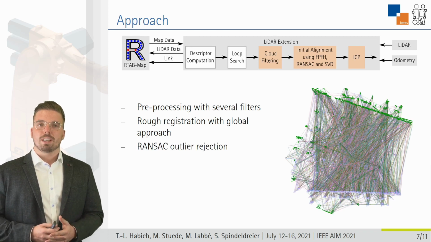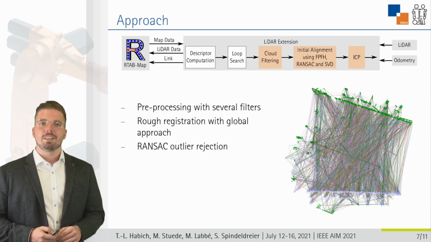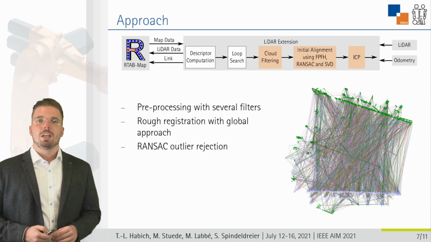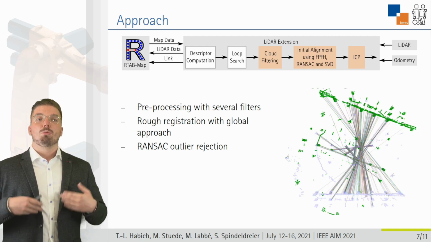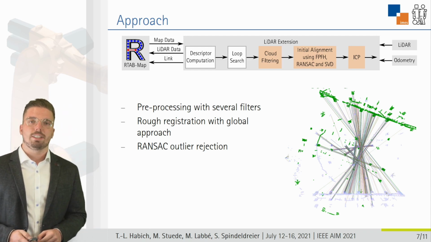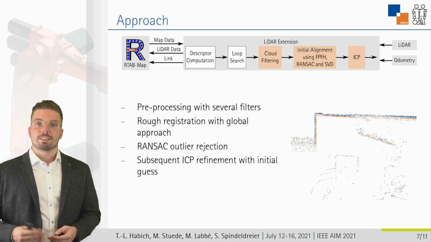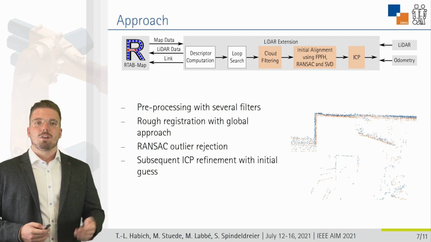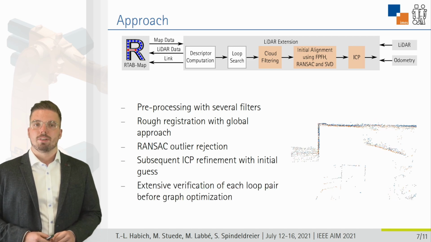Because of a partial overlap, not every key point has a match, and a large number of incorrect correspondences would be possible. These outliers negatively influence the registration, and therefore we use an outlier rejection scheme based on RANSAC. With the filtered correspondences, the initial alignment can be completed using SVD. The transformation of this global method is the initial guess of ICP, and this local method can then be used to further refine the registration.